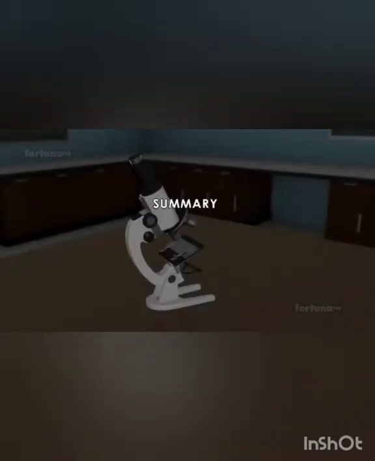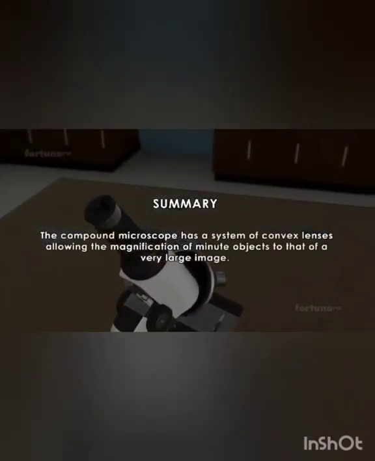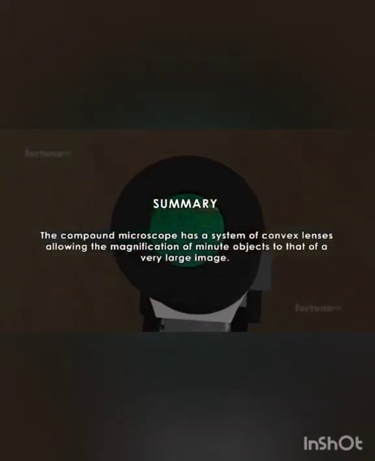So let us summarize the topic. The compound microscope has a system of convex lenses allowing the magnification of minute objects to a very large image.